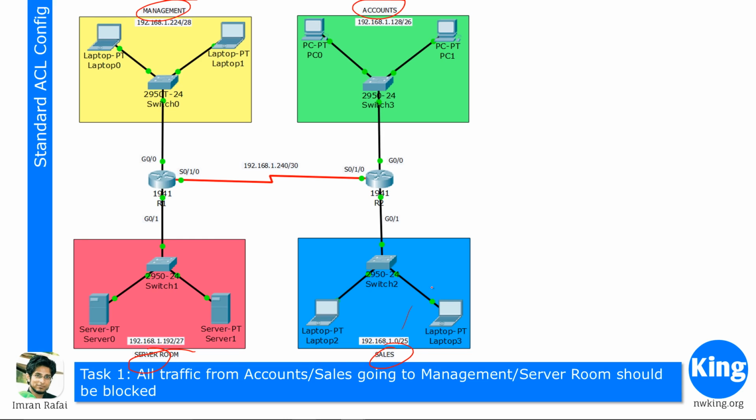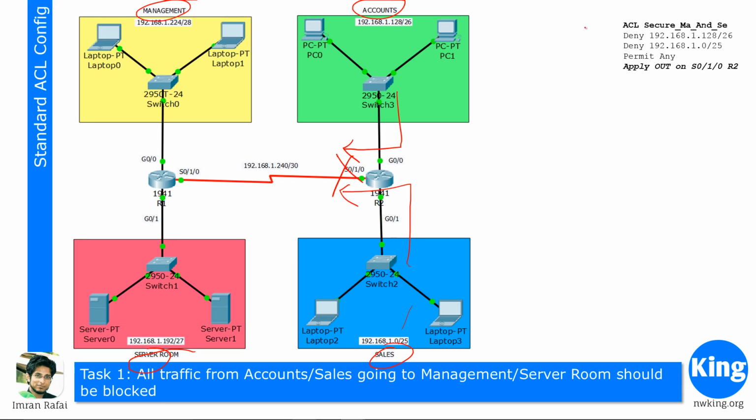First task: all traffic from accounts or sales, that means from this part, going to management or server room must be blocked. So this traffic coming in from here and going here, and this traffic coming in and going here, we need to block this here. So first, let's create the ACL.